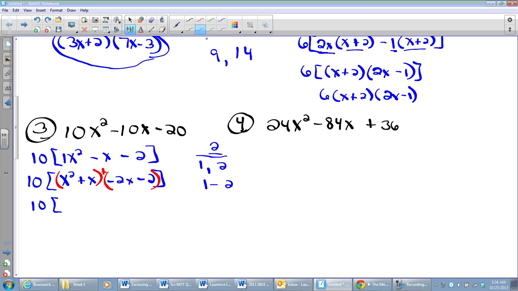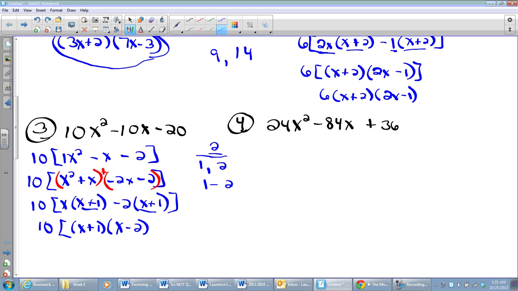So I'm going to get x times the quantity of x plus 1 minus 2 times the quantity of x plus 1. All right, I've got 10. I'm going to pull this x plus 1 out. I'll be left with x minus 2. The best answer would be this because it's simpler. And there we go.